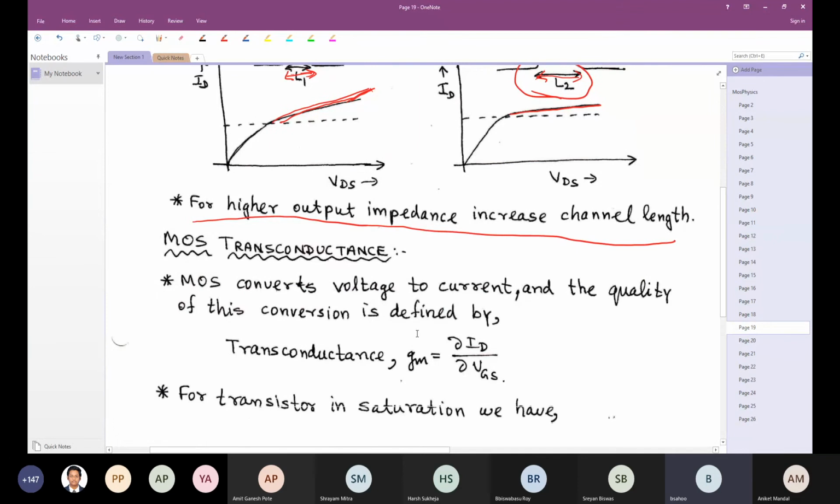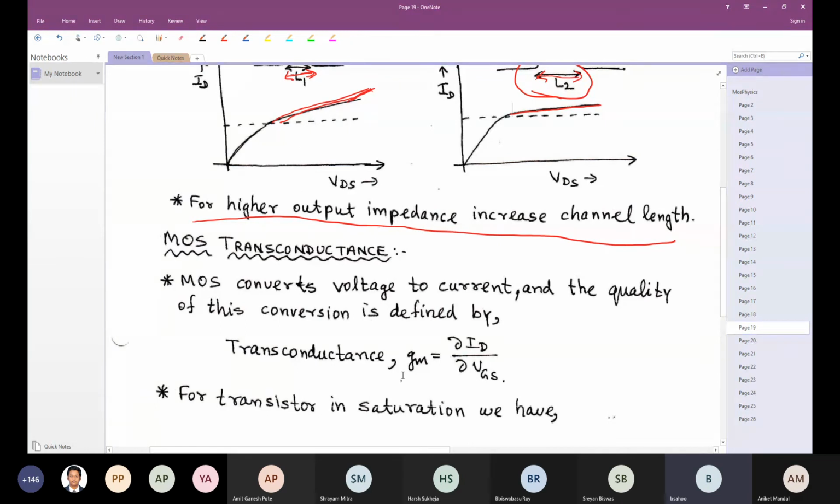So the next thing that I want to get into is this. The MOSFET, as we discussed, amplifies the signal or does any processing by first converting the voltage into current, and then the current is made to flow through a load or a resistor to get the final voltage output, if it's voltage to voltage. So the main action is actually conversion from voltage to current.